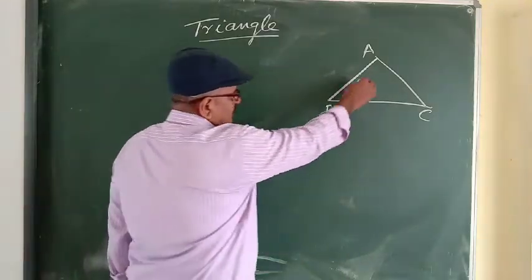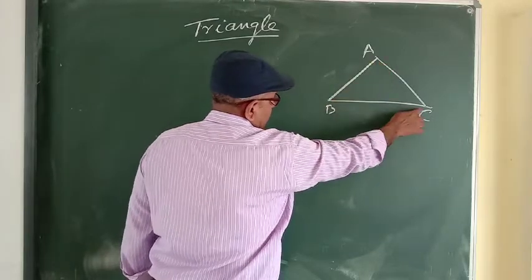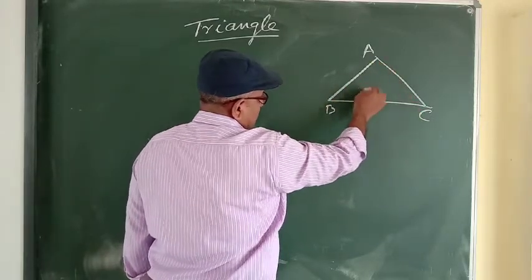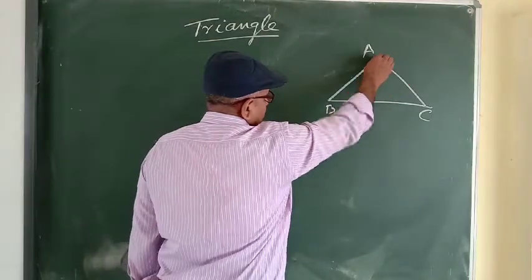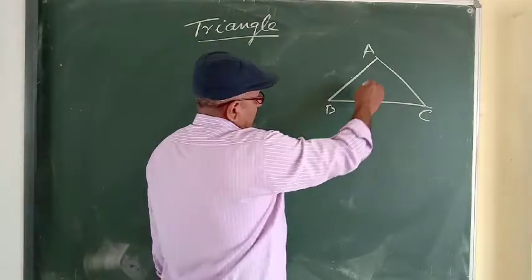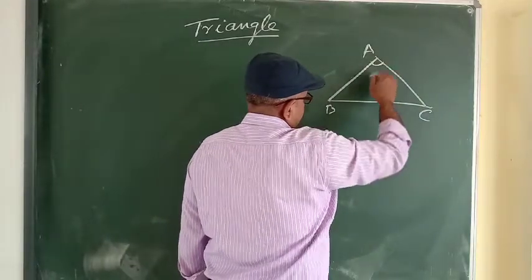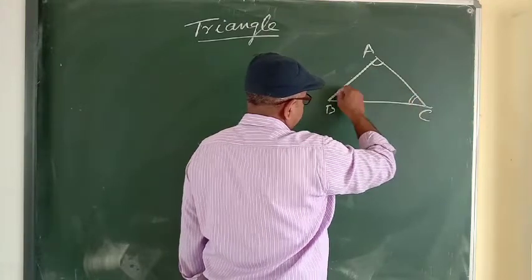So you can see the figure of the triangle. The three line segments are AB, BC and AC. These three line segments are called the sides of the triangle. A, B and C are called the vertices of the triangle, and these three angles are the interior angles of the triangle.